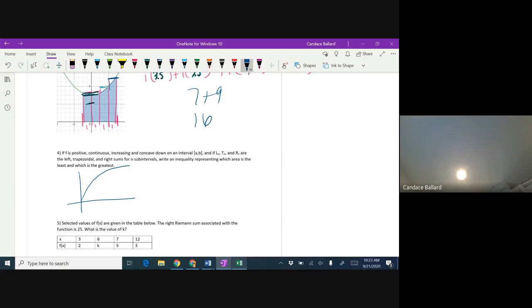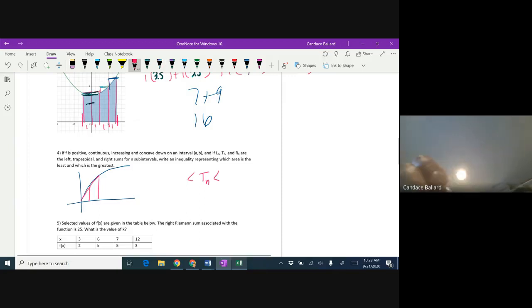All right, good job. It's the trapezoid, right? Because the trapezoid hugs it right underneath. It's not going to be over, it's not going to be under, it's going to be right there. So I know that my middle area is going to be the trapezoid. If you were given a choice of midpoint, midpoint would also be squished in the middle, but they gave us trapezoid. It'd be hard to tell between trapezoid and midpoint which one would be bigger.